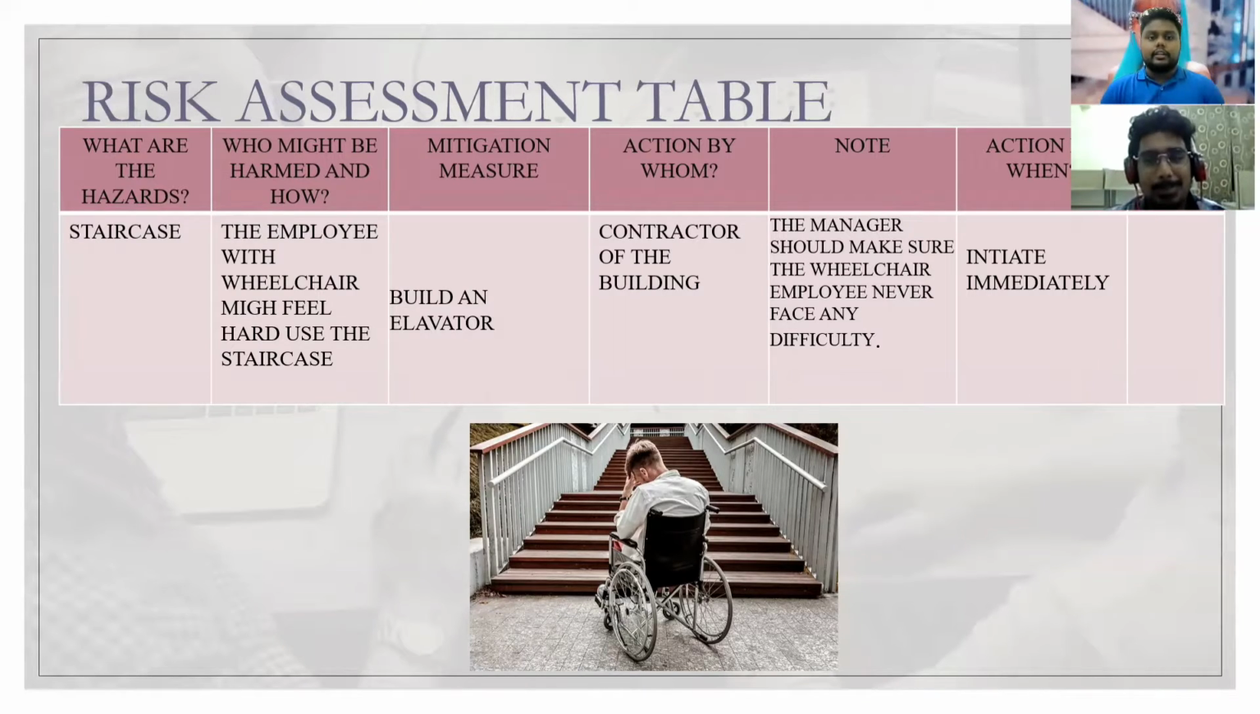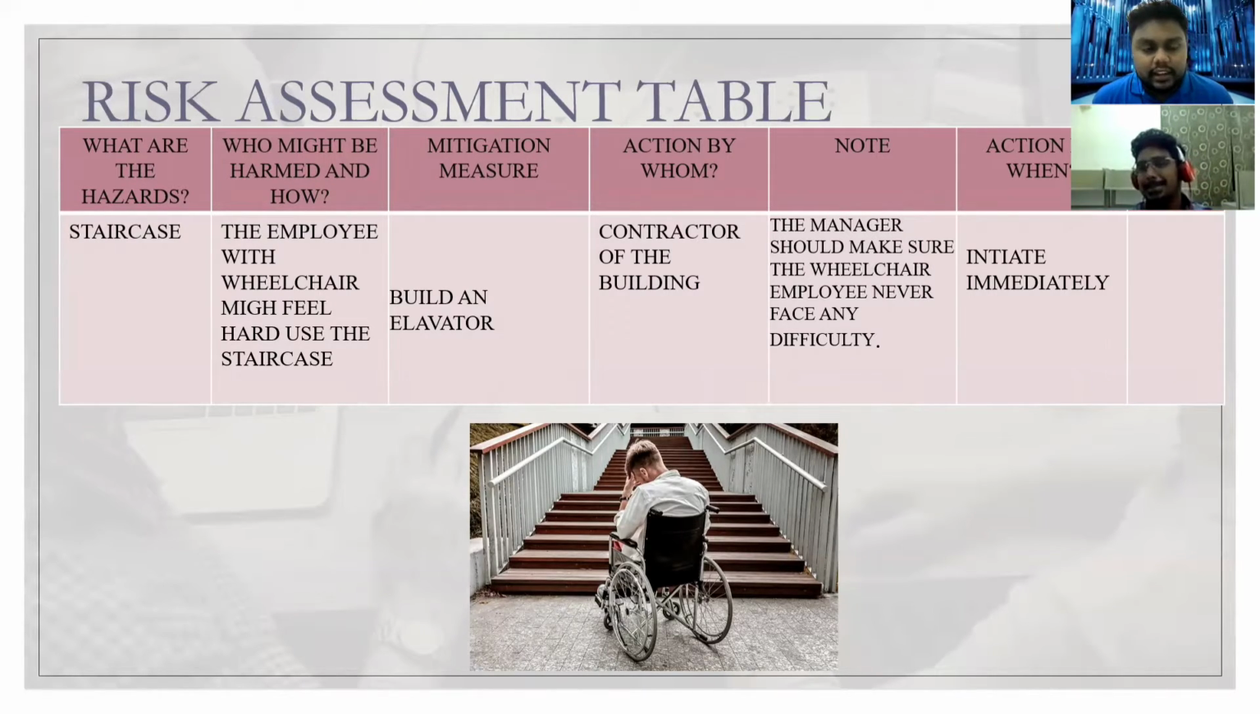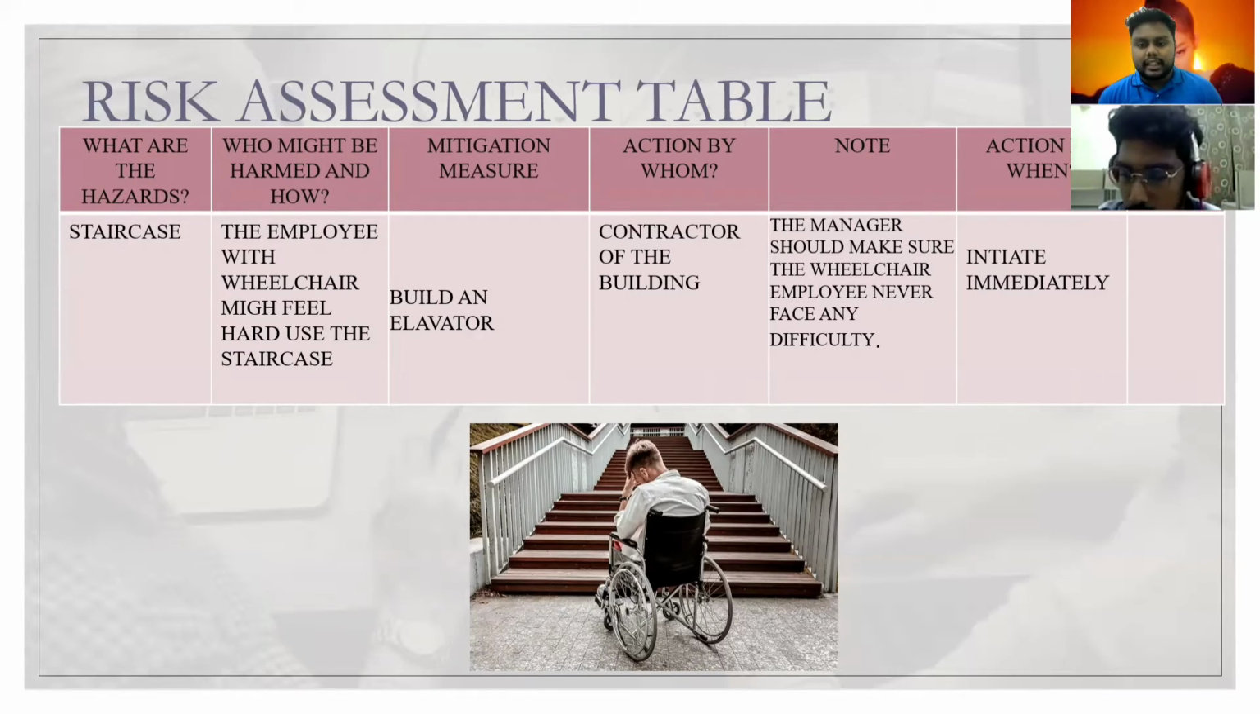Now I will explain the rest of the risks. So the next one is the staircase. Who might be harmed and how? The person who will be harmed is the employee with the wheelchair. As we know, there's an employee with a wheelchair in the company. The employee with the wheelchair might find it hard to use the staircase, so it will be hard for him to move around in the company.